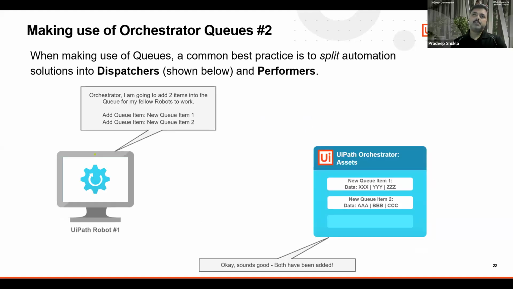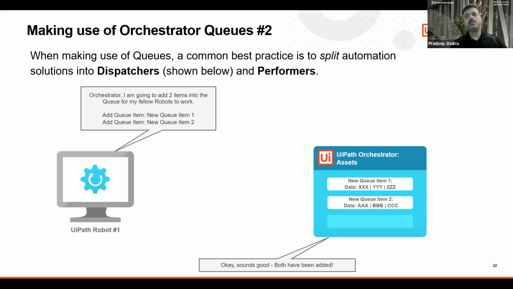So when we do build queues, I think I briefly touched upon it. We talk about a concept of dispatcher and performer, where the dispatcher is the first stage that picks a source of information and creates queue items. And the performer is the automation that picks each of these queue items and processes it. This is the core concept of the REFramework, which you would go through in your developer associate program briefly. So you'll know how to build an enterprise level transactional automation system. It's core to it.